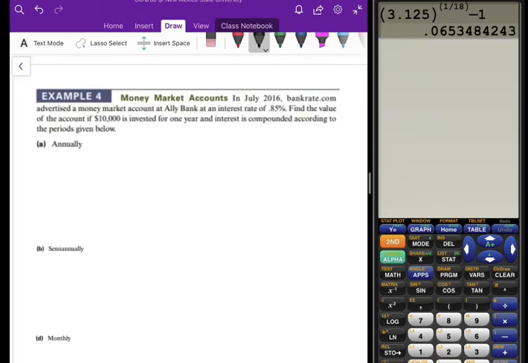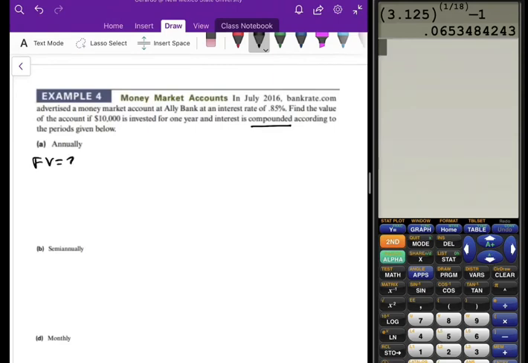So in July 2016, Bankrate.com advertised a money market account at Ally Bank at an interest rate of 0.85%. Find the value of the account if $10,000 is invested for 1 year and interest is compounded according to the periods below. Okay, so on this one, we need to find future value, since it is compounded accordingly.